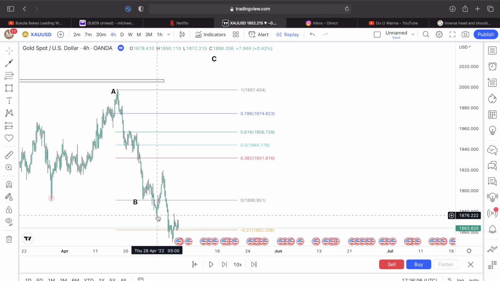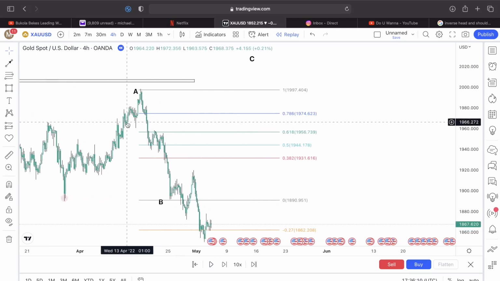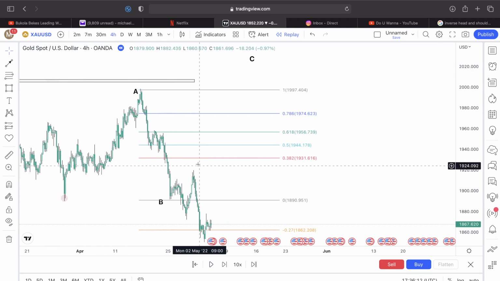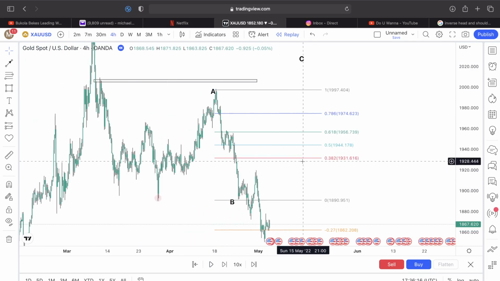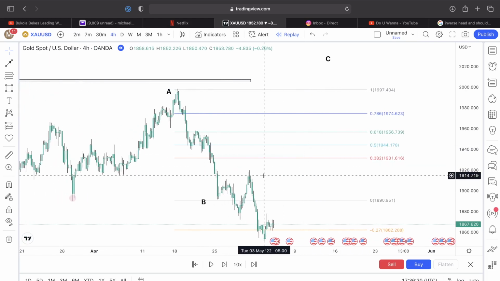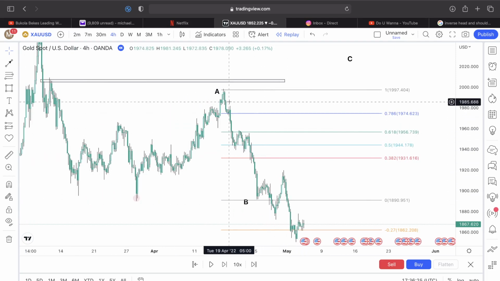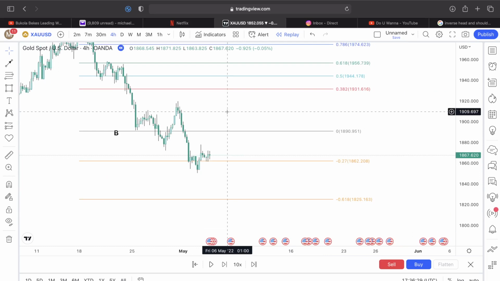Okay, there was no C. There was like A, B. All right, there was no C. However, what we do know is it was below the 38.2 level, and it didn't break structure. So all those things will help us really understand what price is going to do, right?